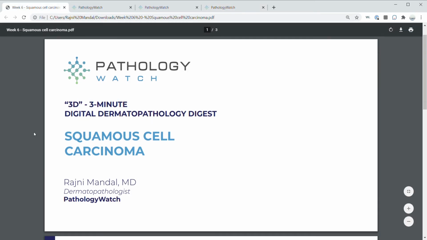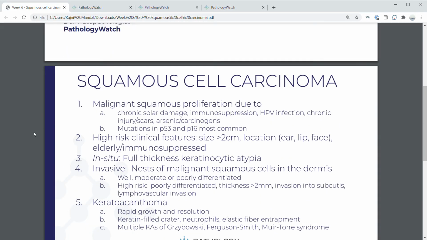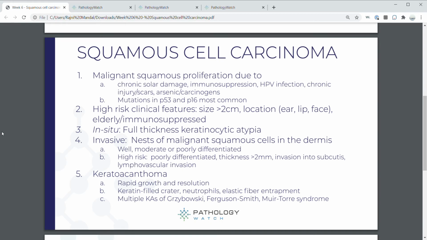Here are your 5 flashbacks for today. Squamous cell carcinoma is a malignant squamous proliferation due more commonly to chronic solar damage, immunosuppression, HPV infection, chronic injury or scars, and exposure to arsenic or carcinogens. Mutations in p53 and p16 are more common.